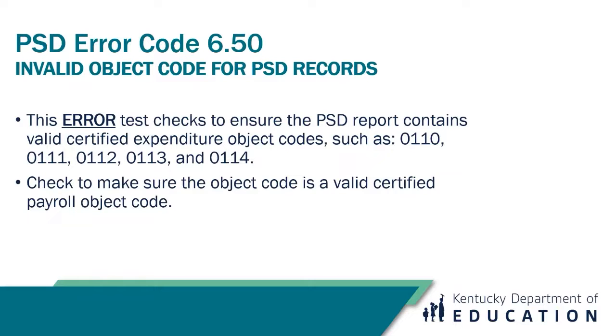PSD Error Code 650. It's an invalid object code for PSD records. This error test checks to ensure the PSD report contains valid certified expenditure object codes such as 0110, 11, 12, 13, or 14. Check to make sure the object code is a valid certified payroll object code.